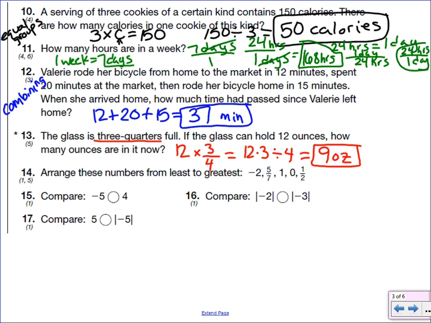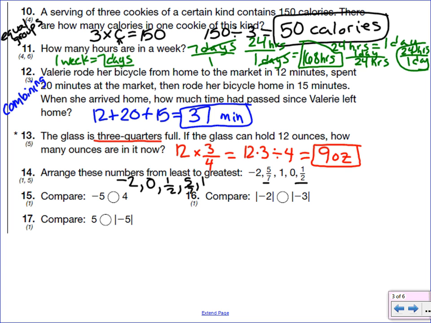Arrange these numbers from least to greatest. So we have negative numbers. That'll be the least. So -2. And then comes 0. And then both 5/7 and 1/2 are less than 1. We just have to decide which one comes first. Well, half of 7 would be 3 1/2. So 5/7 is more than 1/2. So then comes 1/2, then 5/7, then 1.